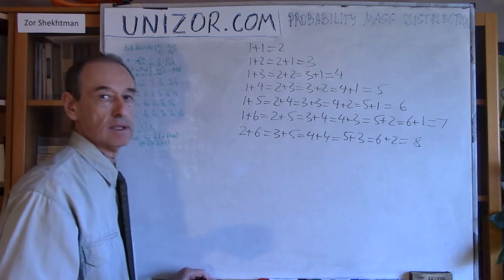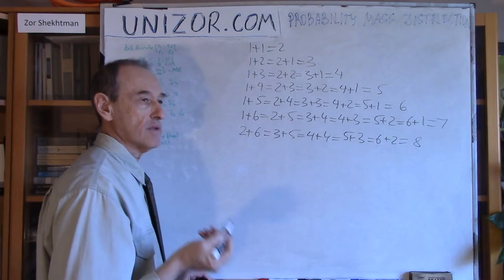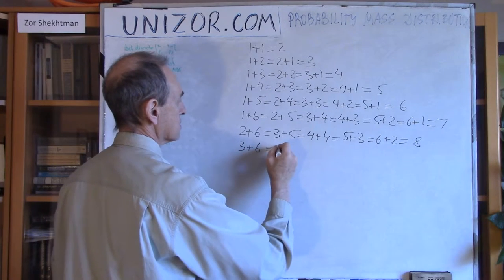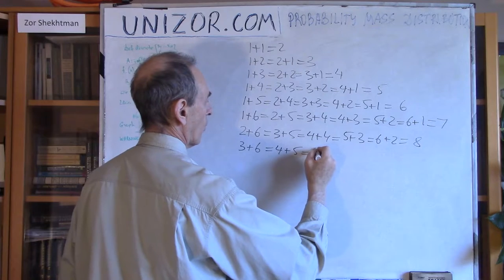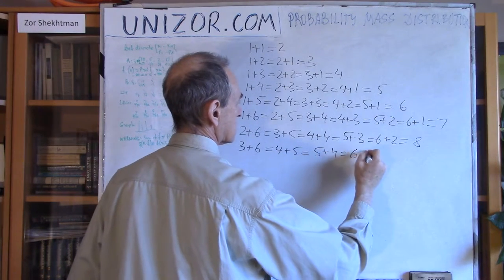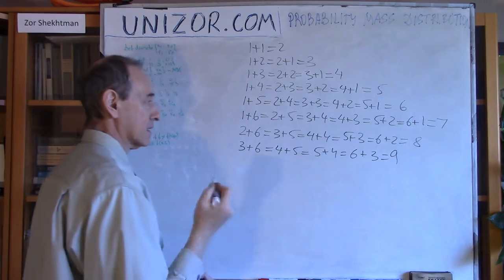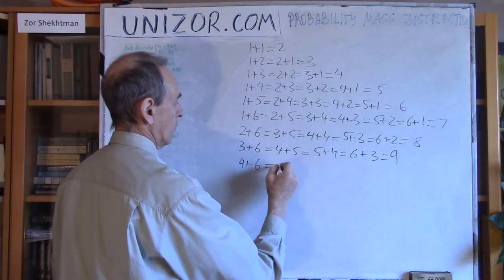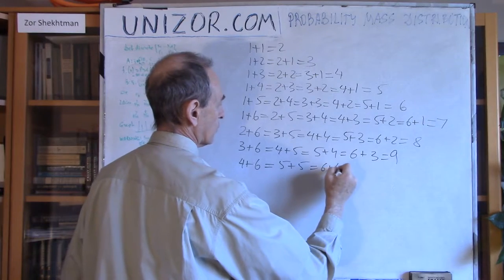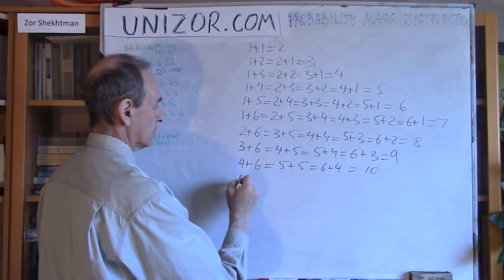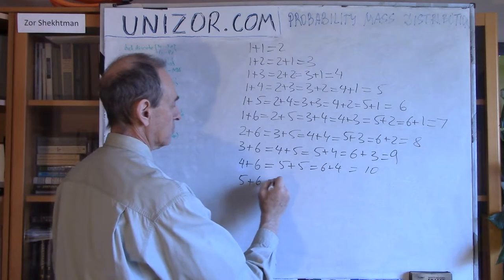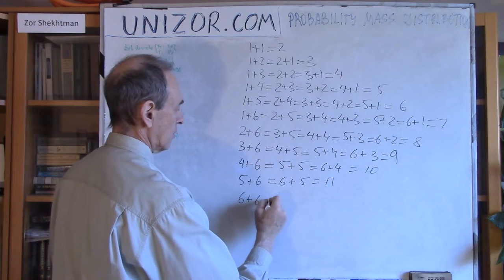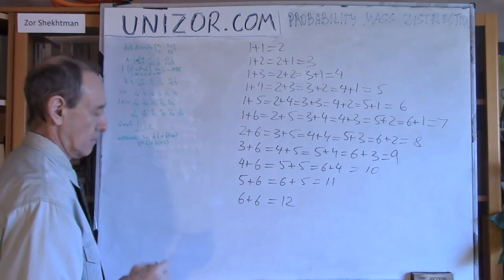Now, how can we get 9? With 9, we can get the minimum number 3, right? So one of them should be 3 and another should be greater, which is 6 in this case, or 4 and 5, or 5 and 4, or 6 and 3, which is equal to 9. Now, to get 10, we have to have one of them at least 4, and another will be 6. Or 5 and 5, or 6 and 4, and that would be 10. Now for 11, we should have minimum 5, and then it can be either 5 plus 6 or 6 plus 5, which is 11. And for 12, there is no other way but to get this, right?